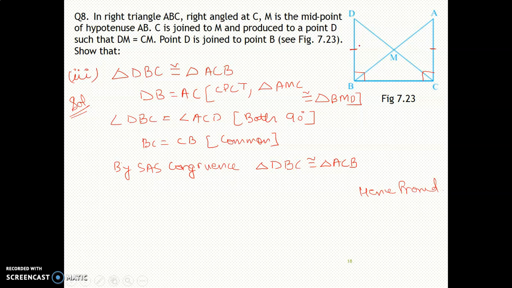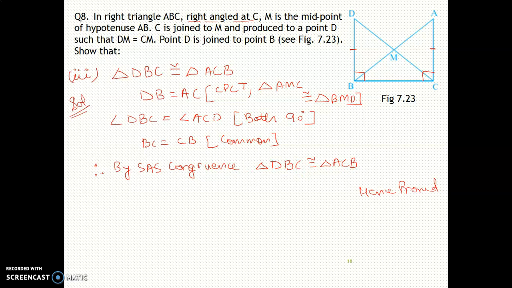Therefore, by CPCT, corresponding parts of congruent triangles, DB will be equal to AC. Then angle DBC is equal to angle ACB, both 90 degrees. In the previous part, we have already proved that angle DBC is 90 degrees, and angle C is 90 degrees, given in the question, right angled at C. BC is equal to CB, common. Therefore, by SAS congruence, triangle DBC is congruent to triangle ACB.